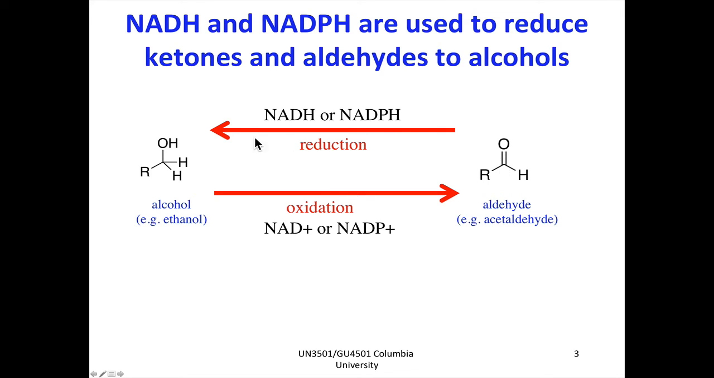Okay, so again, if you're doing an oxidation of an alcohol to an aldehyde, what are you going to need? You're going to need a place to put those 2 electrons that you're taking away from the carbon, and you're going to do that with NAD plus or NADP plus. If you're reducing a ketone or an aldehyde to an alcohol, you're going to have to deliver 2 electrons, and that's going to be with NADH or NADPH.